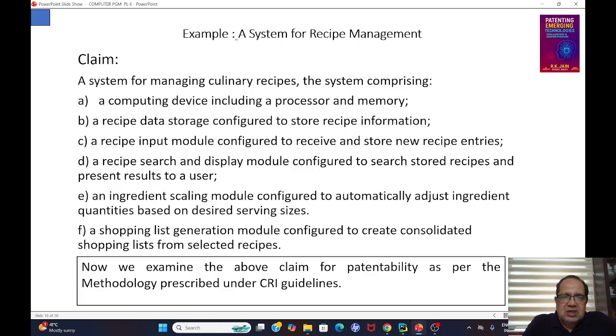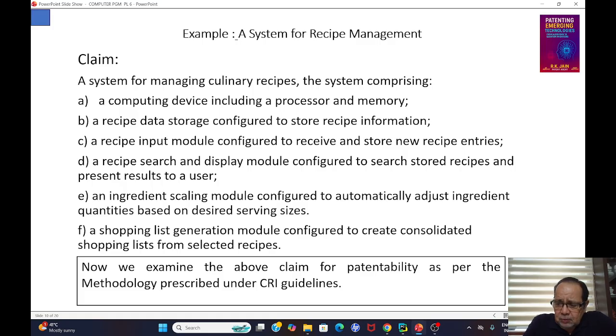What we are going to consider as an example is a system for recipe management. What this system basically does is that there is a computing device in which various recipes are stored. There is a recipe input module through which the recipes, formulas and instructions are stored. Then the user can search. There is a display module which will output, which will lay out the stored recipes and present the results to the user.